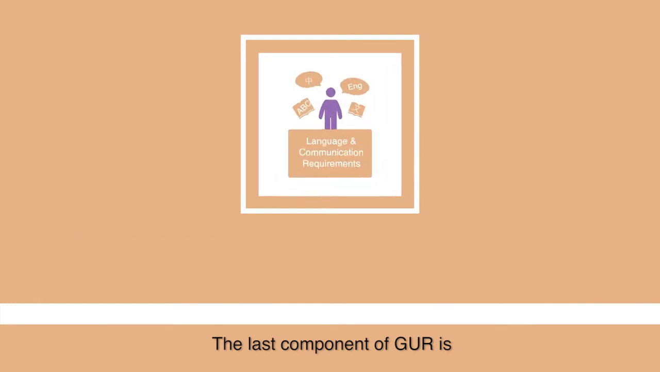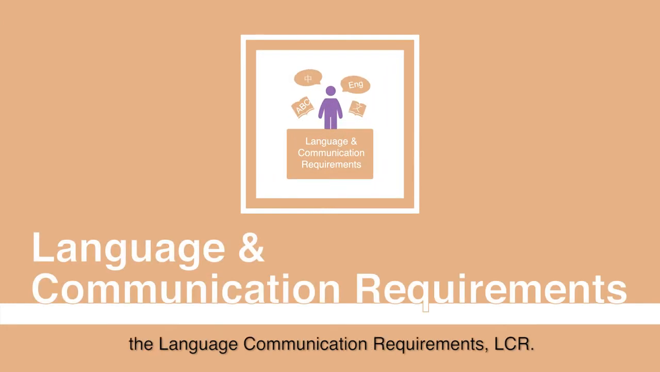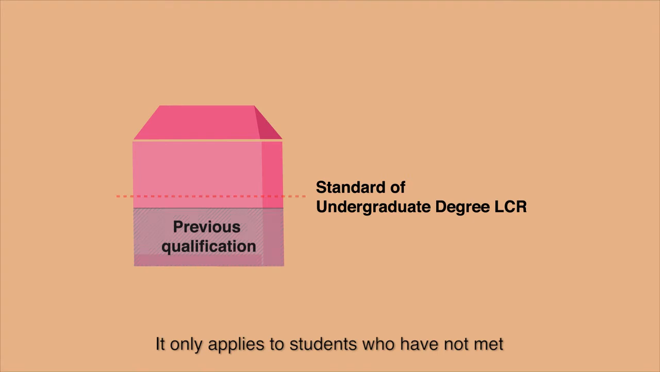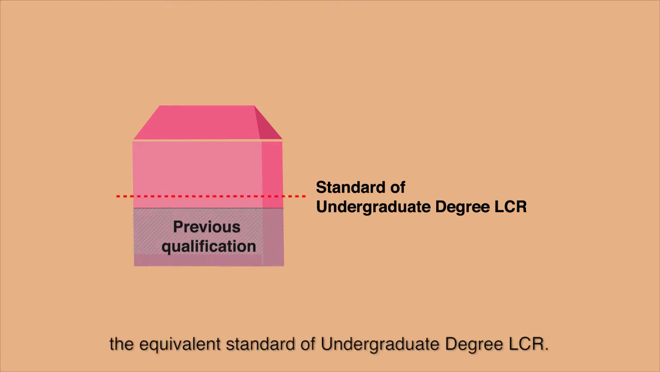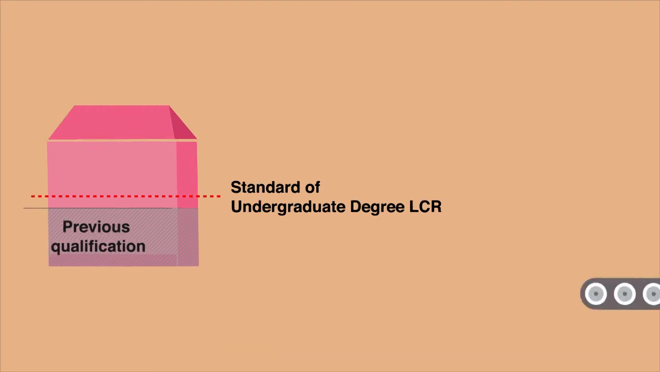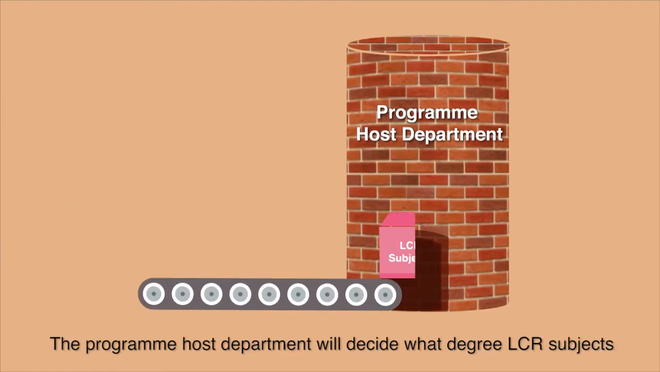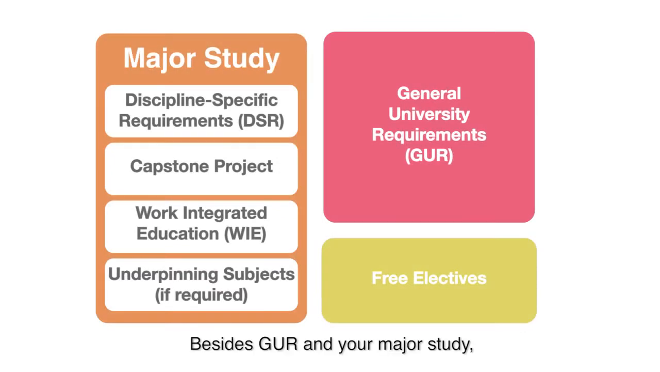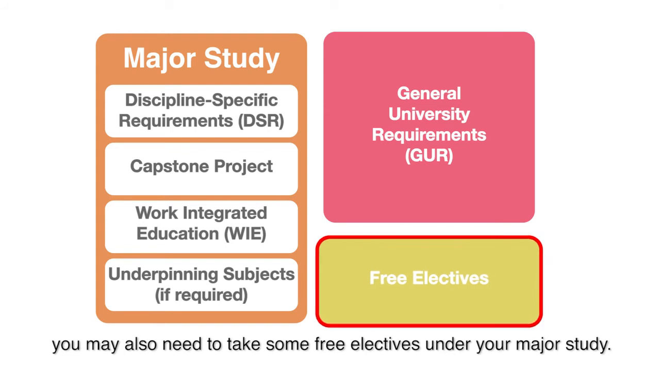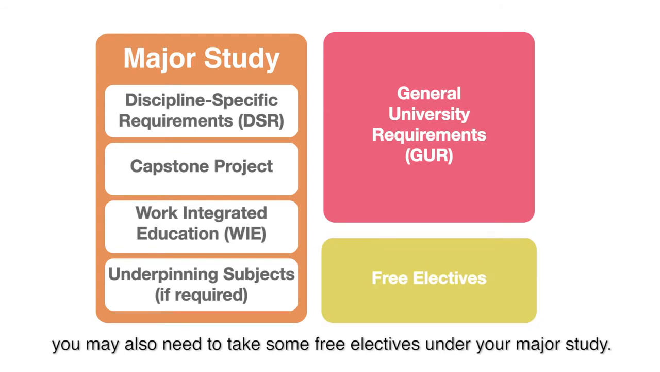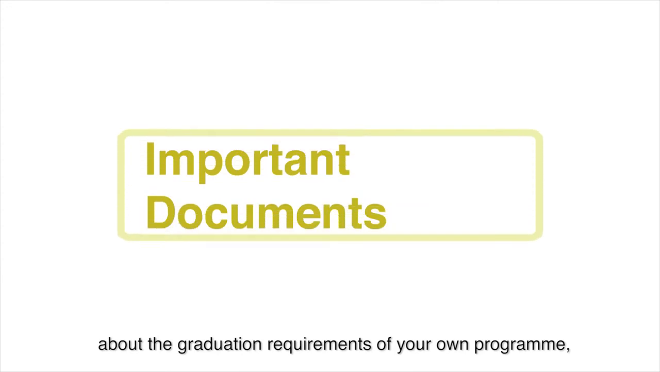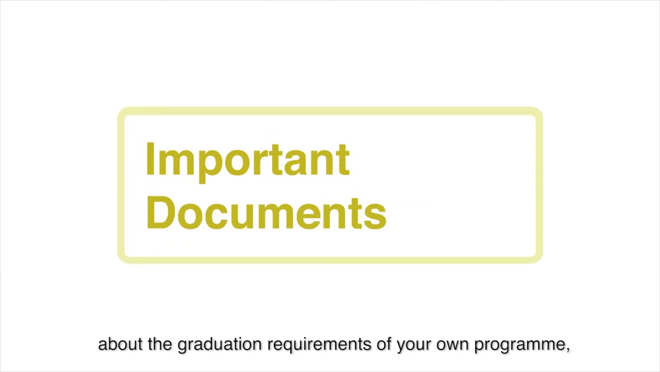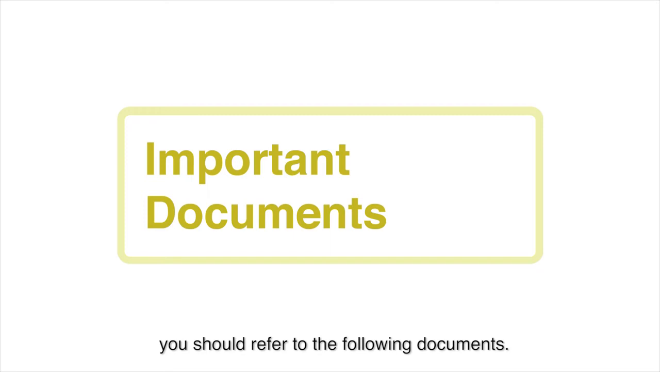The last component of GUR is the Language Communication Requirements, LCR. It only applies to students who have not met the equivalent standard of undergraduate degree LCR. The program host department will decide what degree LCR subjects you have to take on top of the normal curriculum requirement. Besides GUR and your major study, you may also need to take some free electives under your major study. To get more detailed information about the graduation requirements of your own program, you should refer to the following documents.